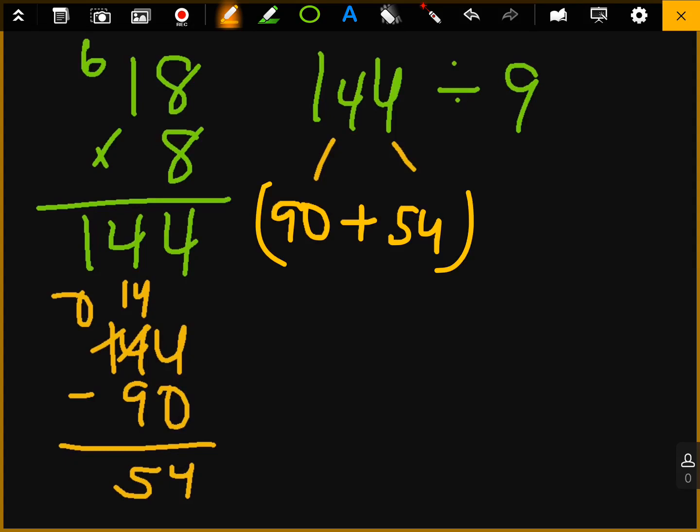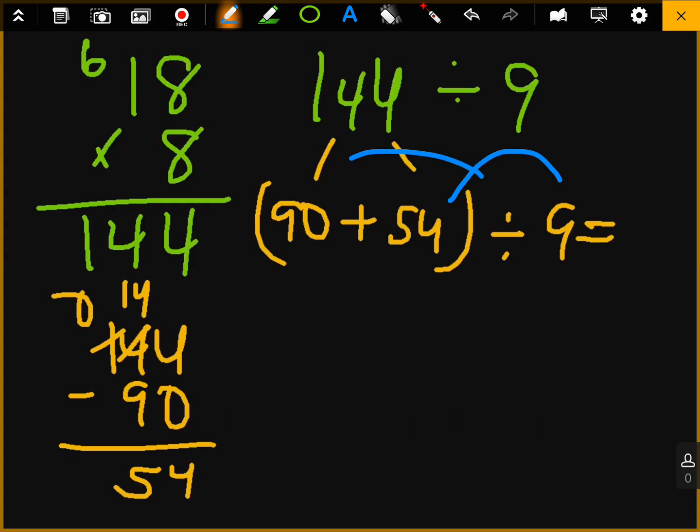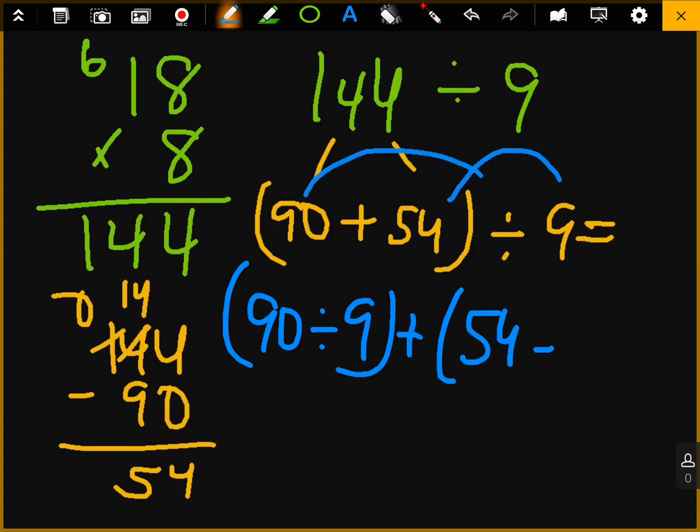So these are the numbers that you're going to have to divide by 9. And look at this. This looks like we can use my favorite property, which is the distributive property. 9 can go into here and here. So 90 divided by 9 plus 54 divided by 9. Okay? Now we got to find the quotients of the smaller numbers and then combine it, and that's our answer.